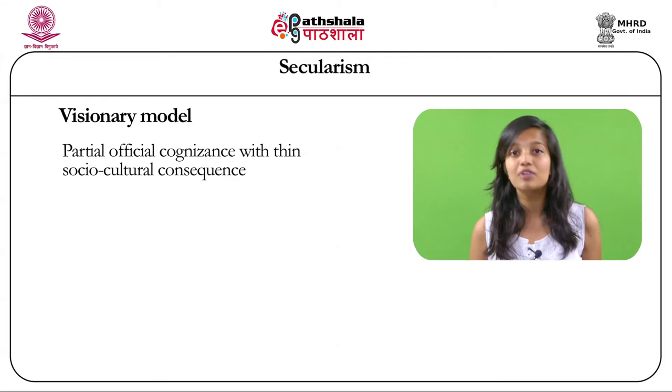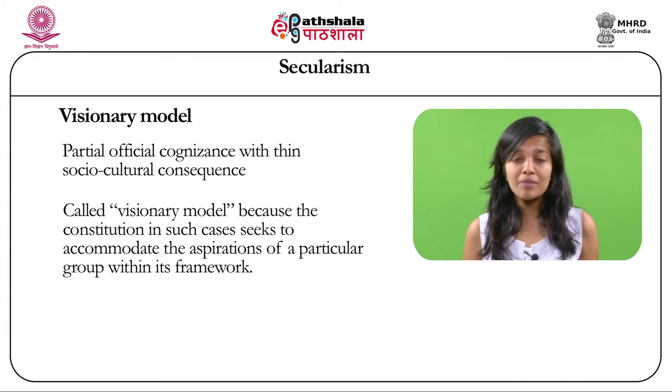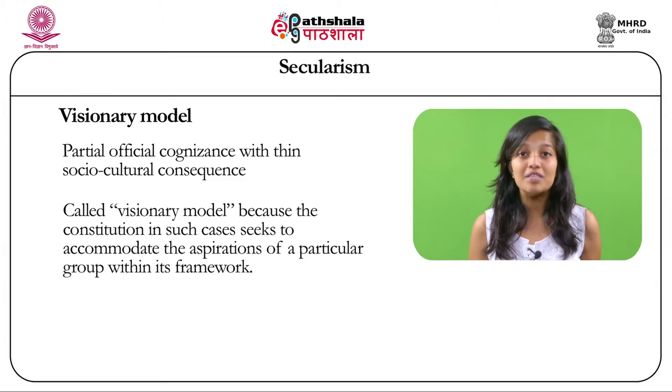So this is called the visionary model because the Constitution in these cases seeks to accommodate the aspirations of one specific group and is therefore partial to it and creates a space for that particular group within its framework as against any other religious group.